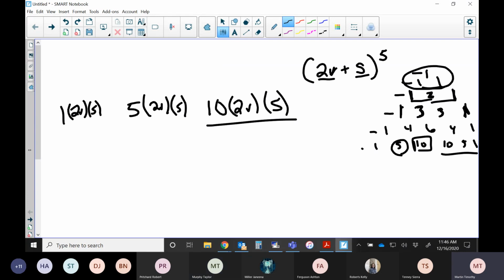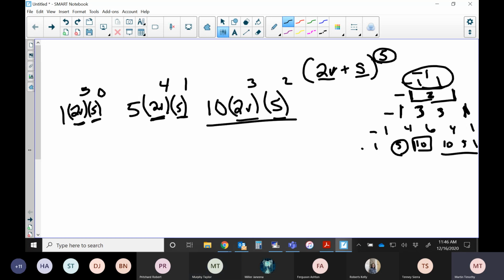And then this starts with the power that this is, so it starts with a 5. This always starts with a 0. And then this one always loses a power, and this one always gains a power as I go to the right. So now the 2v is going to be to what? 4. And then the s is going to be to the 1st. And then this 2v is going to be to the 3rd, and this one is going to be to the 2nd.